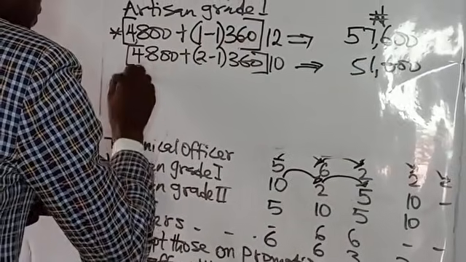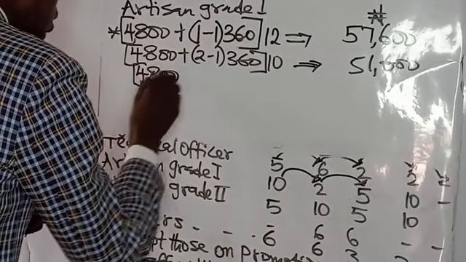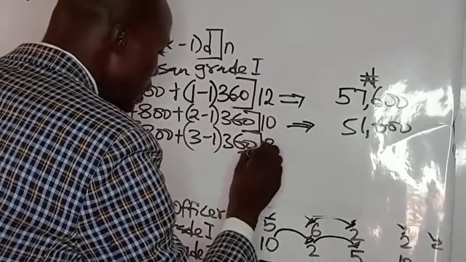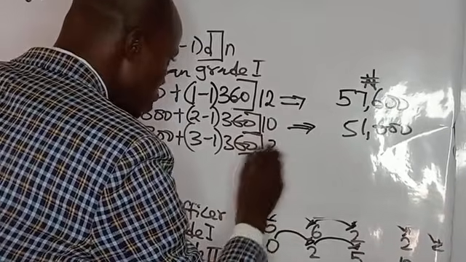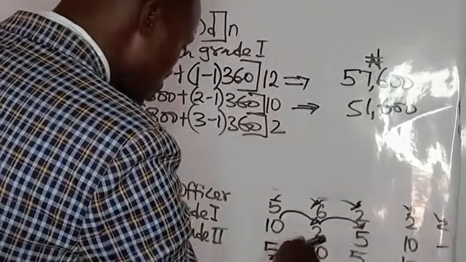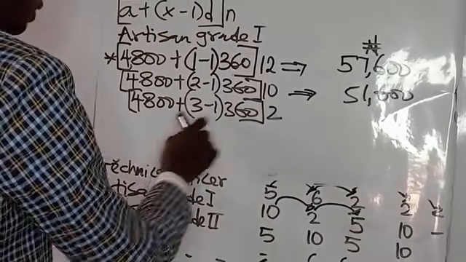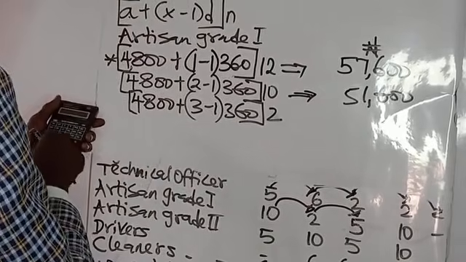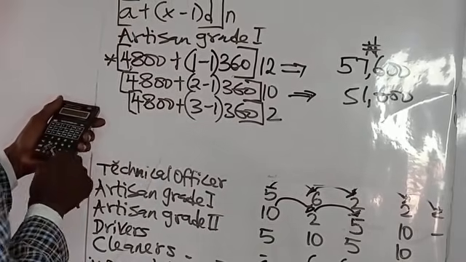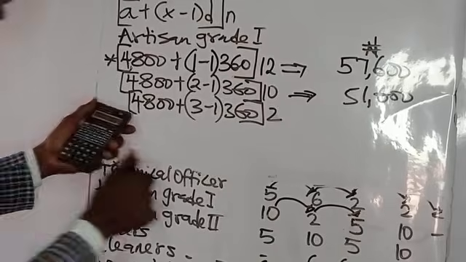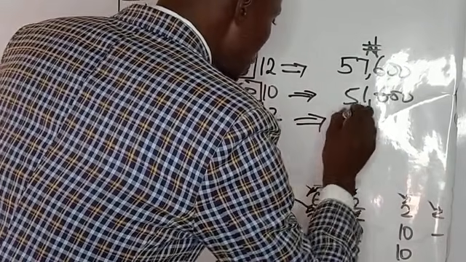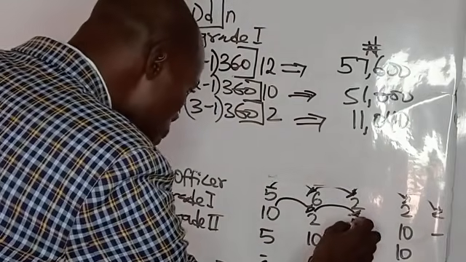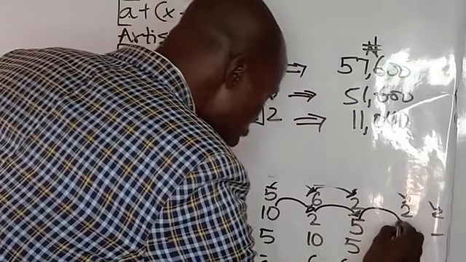Then, 2 people are in step 2, and they'll be moving to step 3. So we have 4,800 plus 3 minus 1 into 360, all multiplied by 2. 2 people are now moving to step 3. So we have 3 minus 1, 2. 2 times 360, that is 720. 720 plus 4,800, we have 5,520 times 2. That is 11,040.